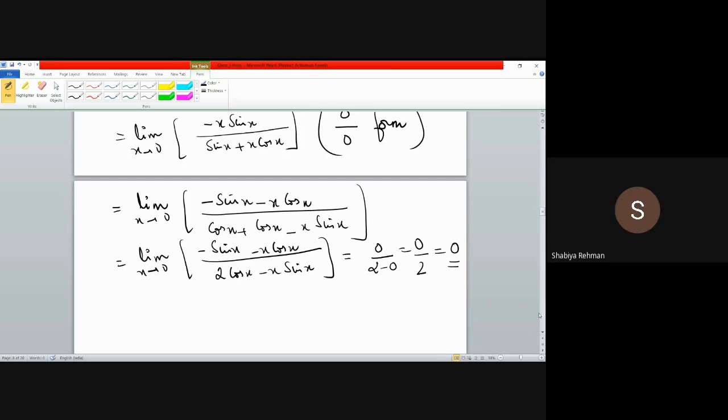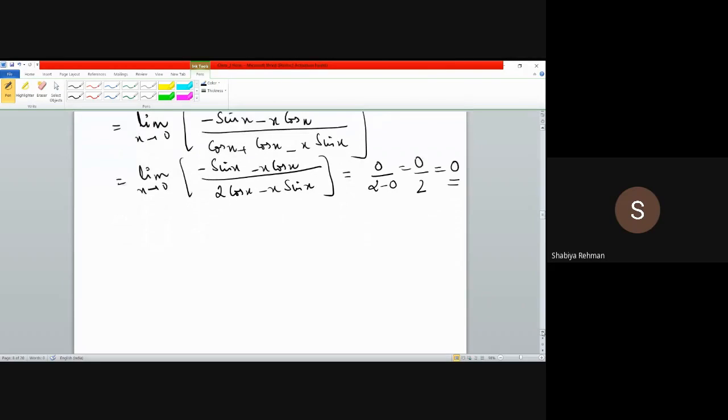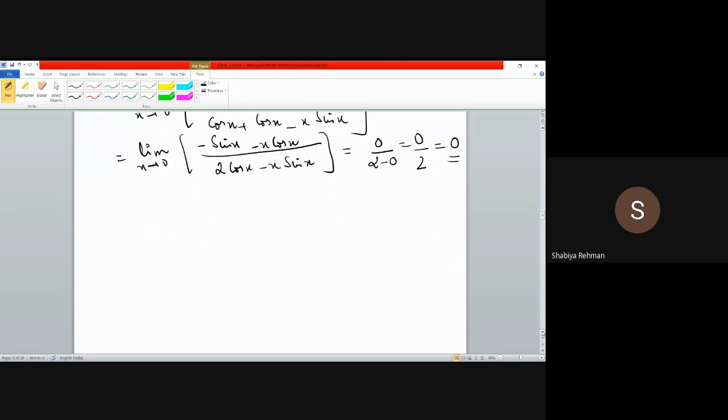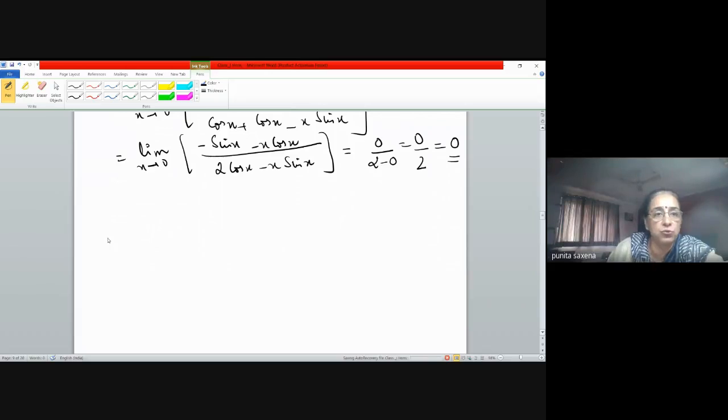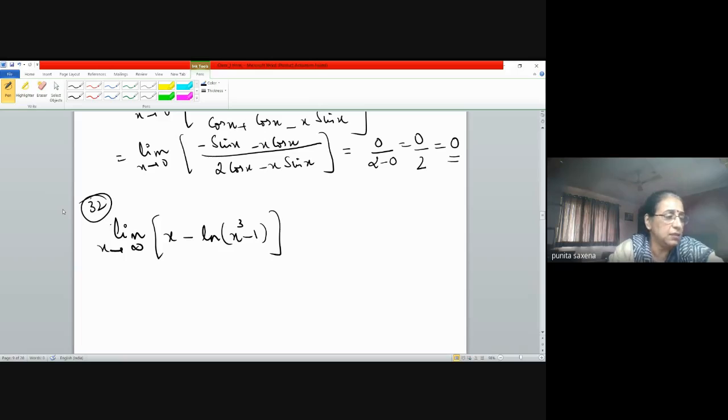Yes, ma'am. But sometimes it so happens that you have to think of some way or the other to write the things. Like, for example, you have to evaluate limit x tending to infinity of x minus log of x cube minus 1. Let's evaluate this. This is, by the way, question number 32 of your exercise. इससे पहले जो किया, I think that was question number 15. Yes. This is question number 32. Supposing we have to evaluate this.